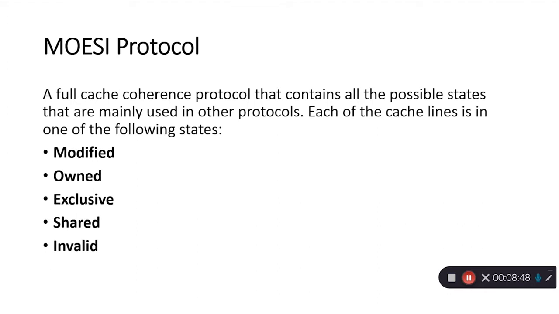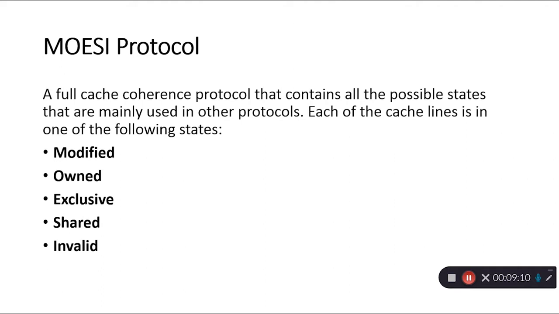The cache line in this state contains the most recent and correct copy of data. The main memory's copy of data is also the most recent and correct copy of data. However, no other cache line holds a copy of this data.